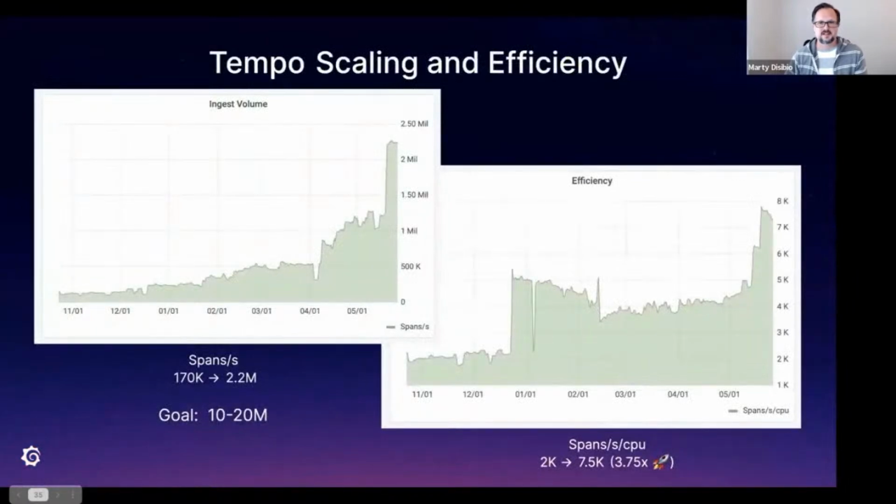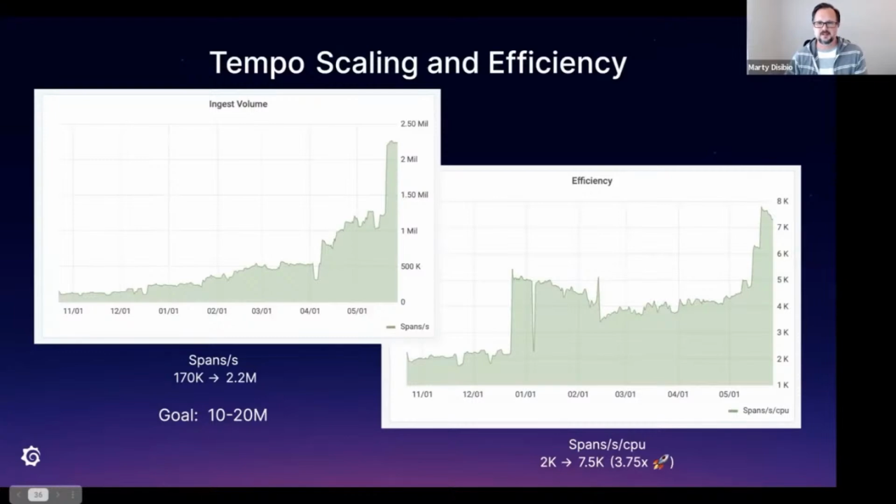Tempo has improved a lot since release, and there have been amazing improvements both in scale and efficiency. As Joe described, our internal tracing volume has grown from 170,000 spans per second to over 2 million. We measure Tempo efficiency with a metric called spans per second per CPU core. This is how we know Tempo is performing well at workloads of any size, large and small. Through more efficient data structures and other fine-tuning, we have improved Tempo's efficiency by almost 4x, from 2,000 spans per second per CPU to 7,500.